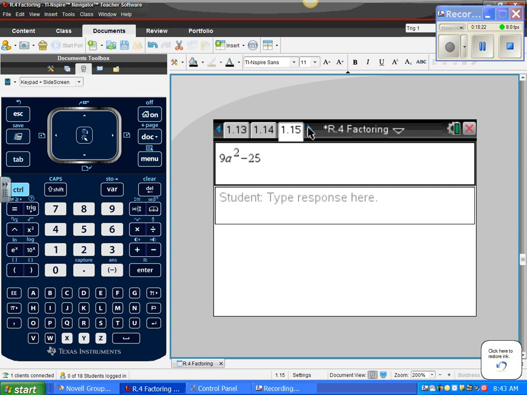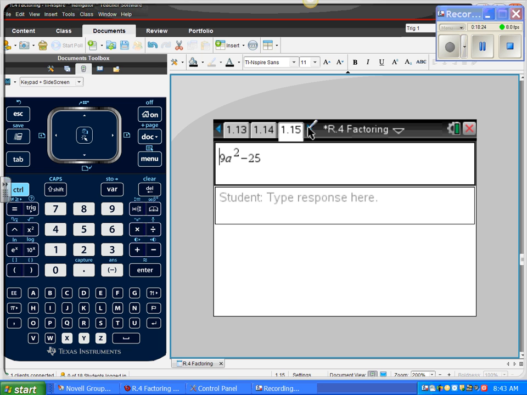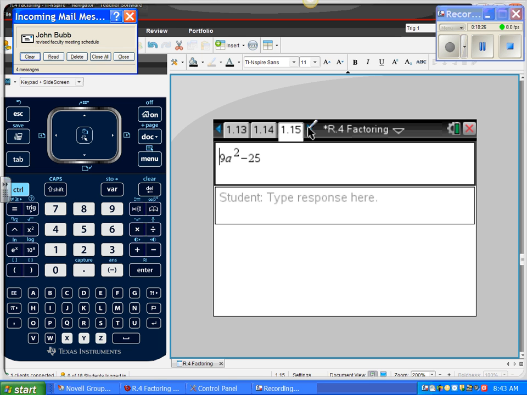Okay, so 9a squared minus 25. Again, difference of two perfect squares. 3a minus 5, 3a plus 5. The only difference is you have a coefficient on that first variable.